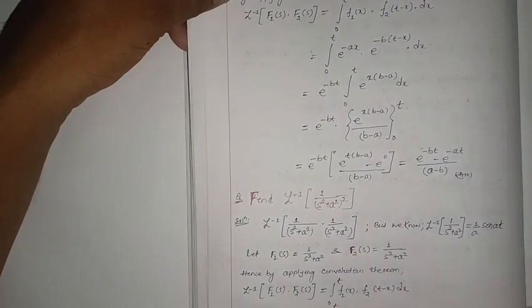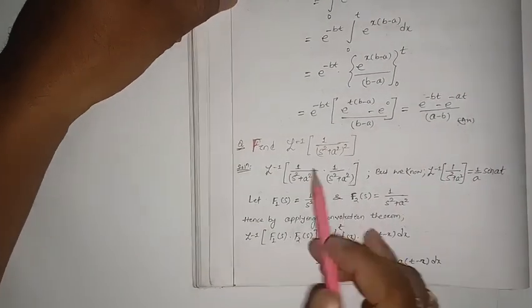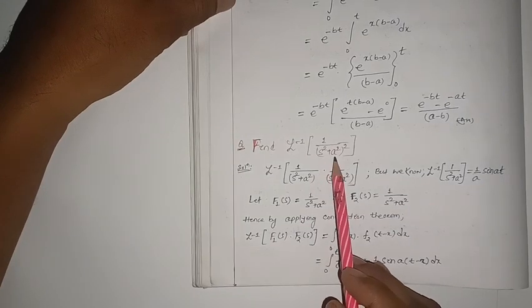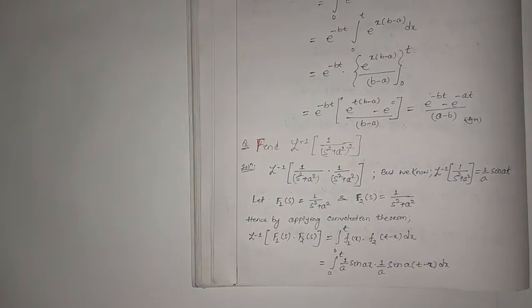Okay, now we are going to go for the next question: find the inverse Laplace transform of 1 by (s squared plus a squared) whole squared using the convolution theorem.